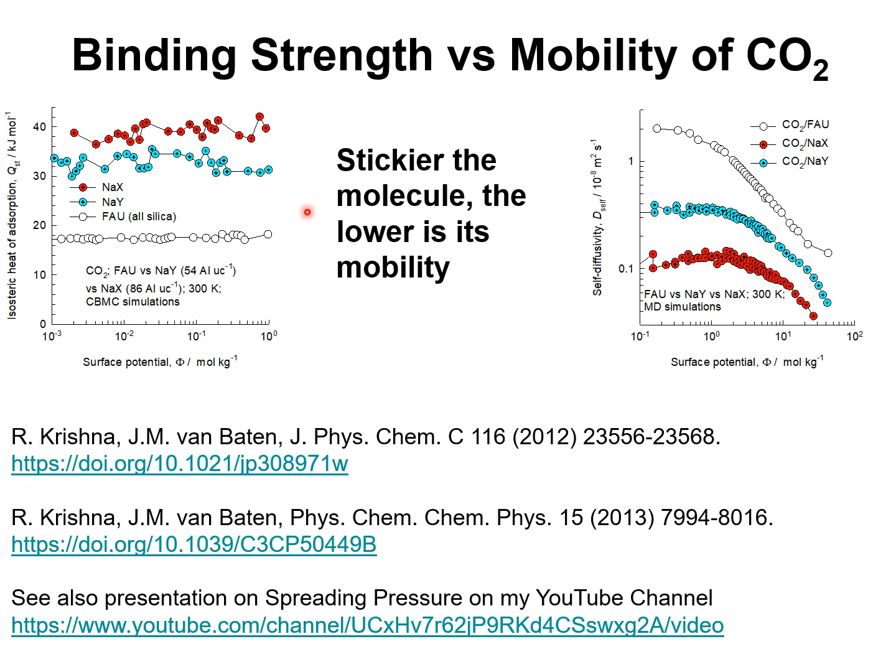In this slide, I would like to demonstrate the anti-synergy between the adsorption strengths and the mobility of a gas molecule. And as an example, let's take carbon dioxide. The binding strength or the binding energy is reflected in the isosteric heat of adsorption, and the mobility can be quantified by the self-diffusivity of CO2.